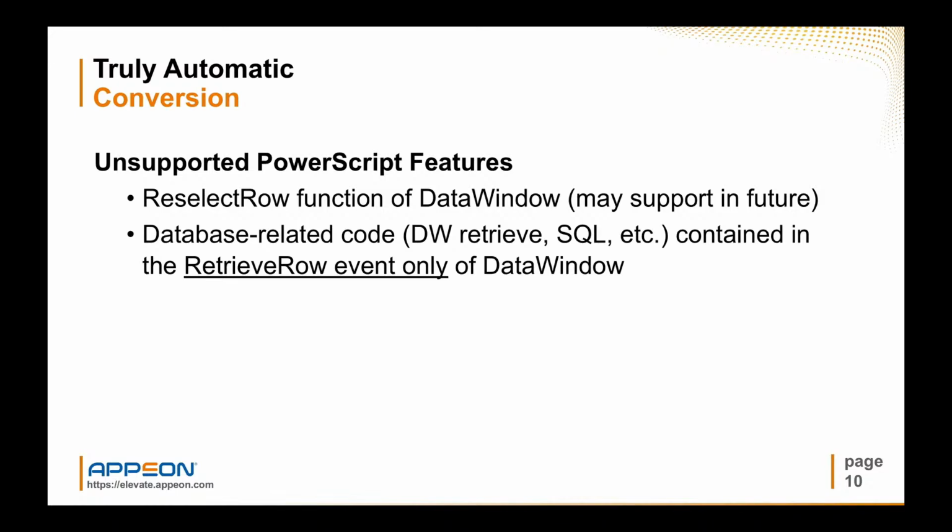now here's the caveat, this has to also be true. You have to have database-related code in the RetrieveRow event. So what is database-related code? It could be embedded SQL. It could be a DataWindow retrieve. It could be a DataWindow update. So just using the RetrieveRow event by itself is not a problem at all. That's supported. You just can't put database-related code in that.